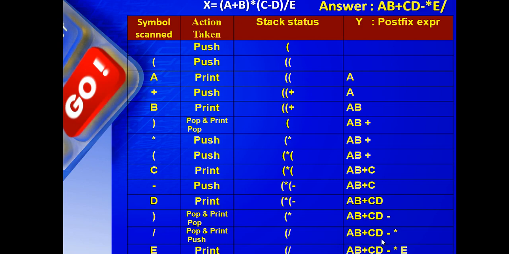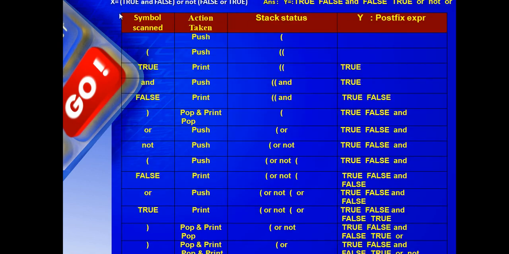Clear? Guys, you have to practice one or two examples given in the book in exercises. Otherwise I will give you exercises you can keep on doing. Now I will do one more example with this conversion, but now with the logical operators.